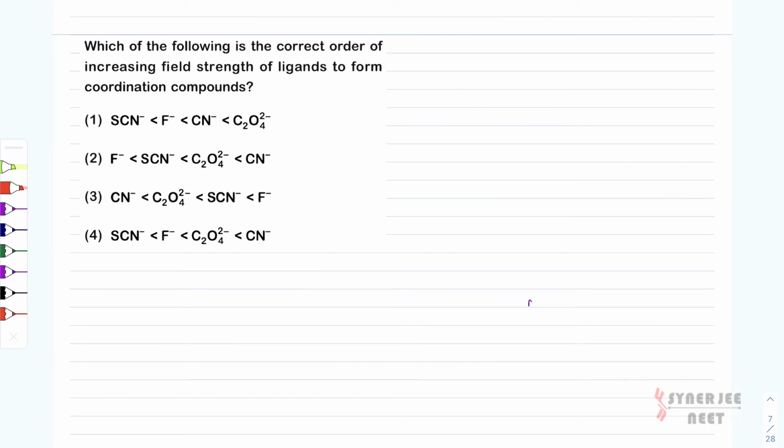Which of the following is the correct order of increasing field strength of the ligand? Actually, there is a spectrochemical series which is given in the coordination compounds chapter of NCERT. There it is clearly mentioned that SCN minus is a weak field ligand and F minus is also a weak field ligand. So these two ligands, and after that the oxalate ion will come. It's just a little better than fluoride, and CN minus, carbon monoxide, all these are strong field ligands.